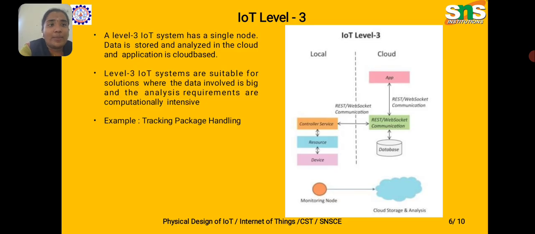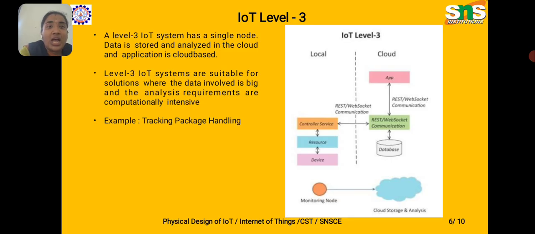In level 3, there is a local area network and a cloud. The cloud consists of the application with REST WebSocket communication and the database. The REST WebSocket communication is used to communicate between the controller service and the resources and devices, which is used for monitoring the node. Everything is stored in the cloud storage and it is analyzed there.